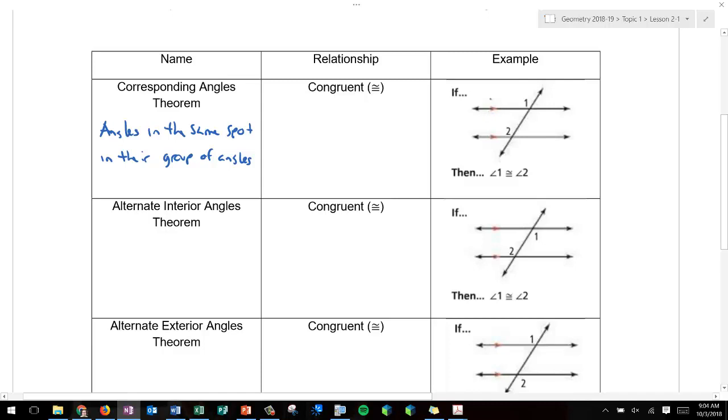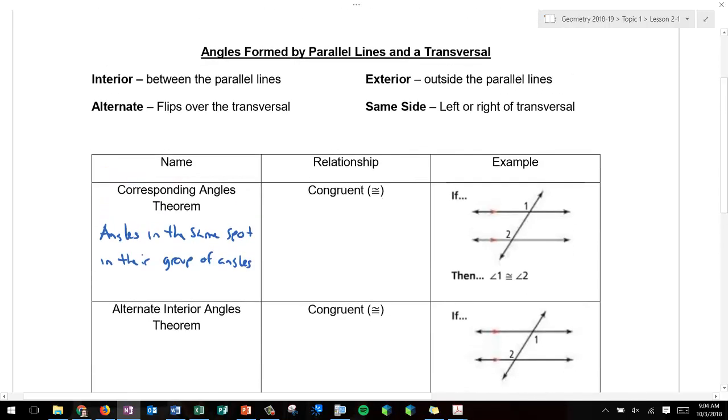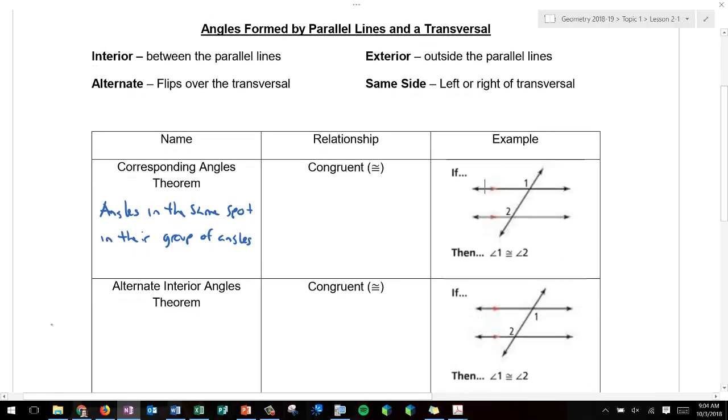Our second pair are called alternate interior angles. So if you look up at the top, I skipped it unfortunately, but I'm going to come back to it. We've got some highlights here. So when it says interior, that means it's going to be between the two parallel lines. And then when it says alternate, it means it's going to flip over that transversal. Or in other words, one of the angles is going to be on the right-hand side of the transversal. The other angle is going to be on the left-hand side.